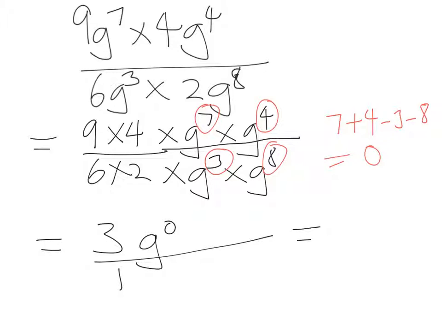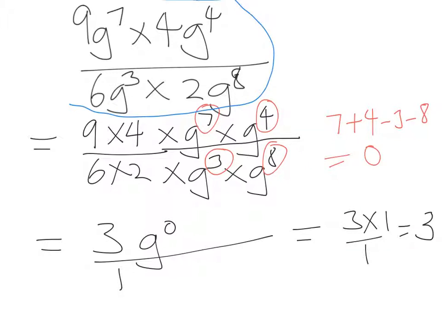Now, g to the power 0 is actually 1. So that ends up being 3 times 1 over 1. When you multiply or divide by 1, you end up with the same thing, so the answer is 3. It was certainly worth simplifying this huge thing up here because it simplified to just 3.